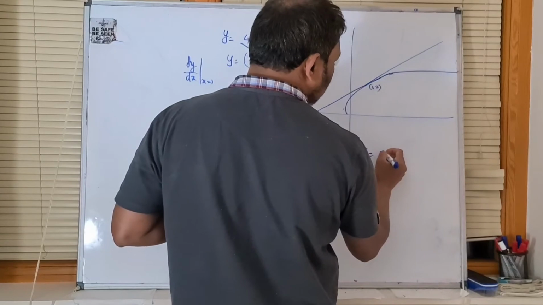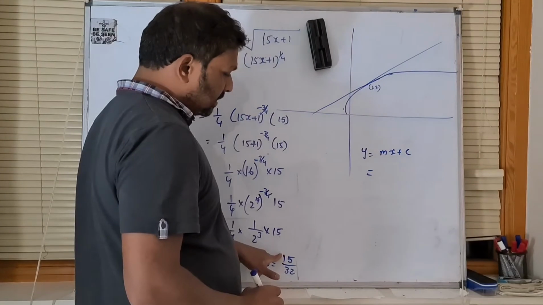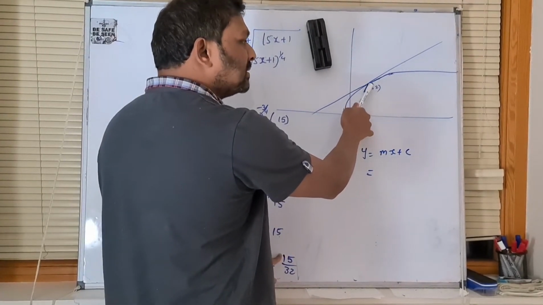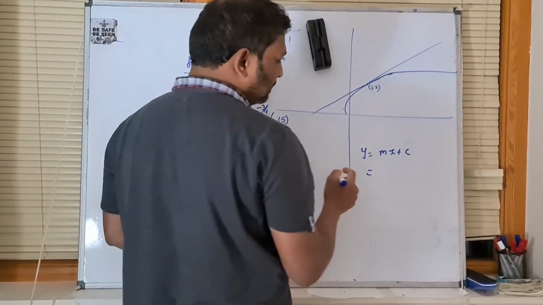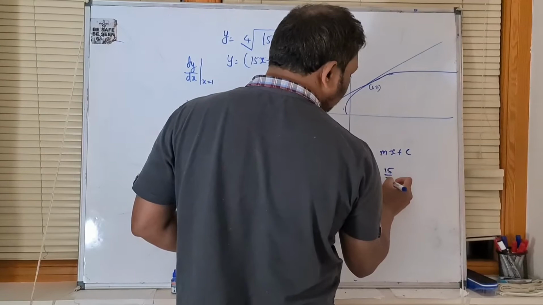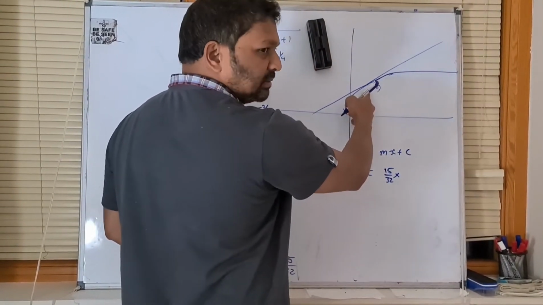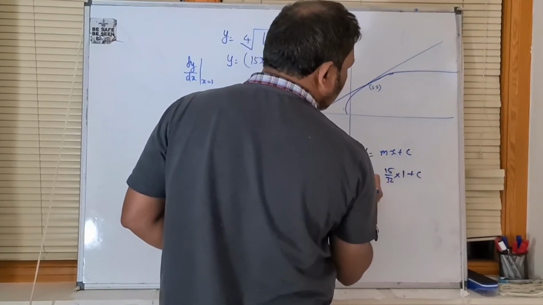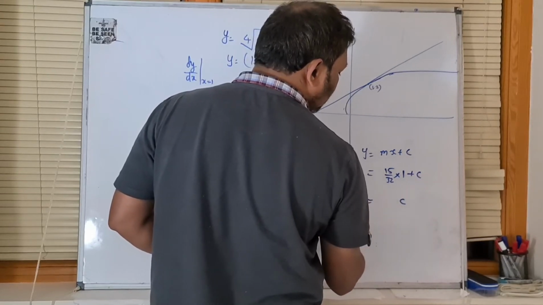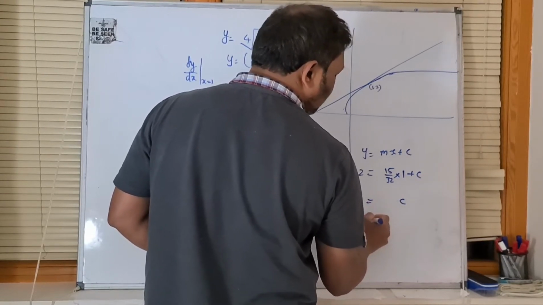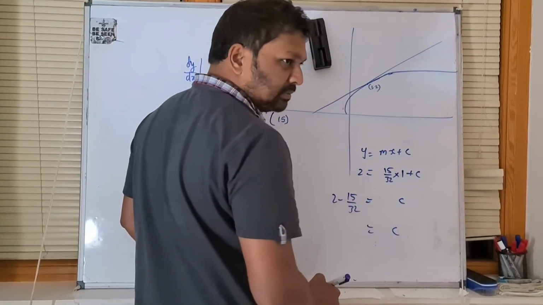y is equal to mx plus c. What is m here? 15 by 32. This is the slope at this point for the curve, and the same slope also belongs to the line, because that is the point of intersection. So 15 by 32 into x. What is x? You take this point, 1, plus c is equal to y. What is y? 2. So you'll get c equal to 2 minus 15 by 32.